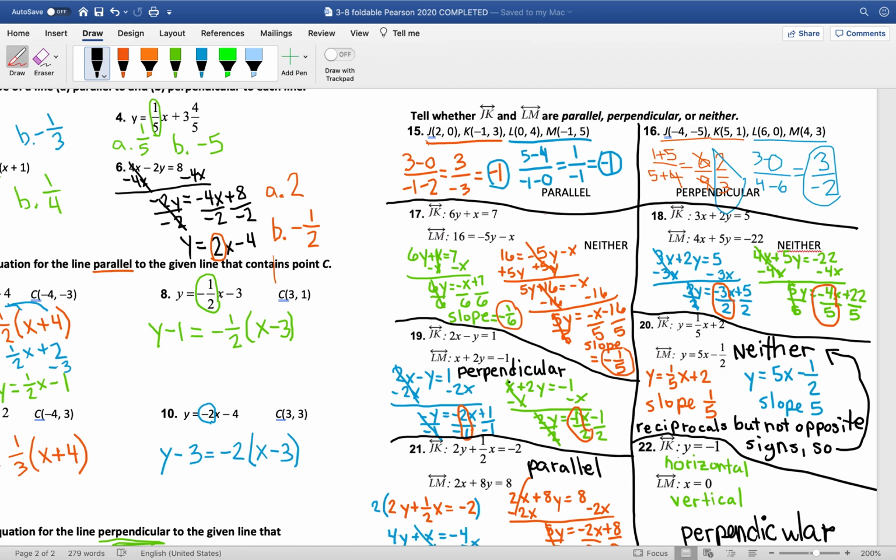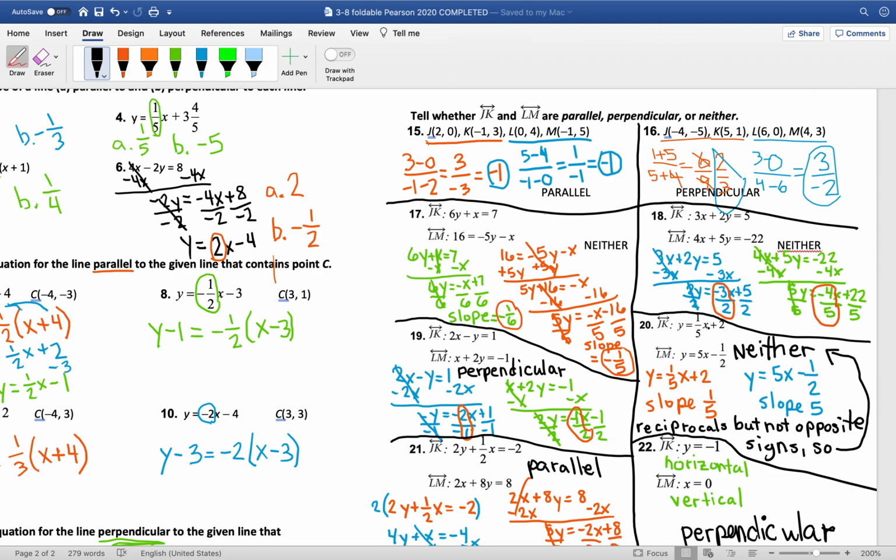So for 19, 20, 21, 22, I stopped trying to type and just used the pen. So I solved this equation, 2x minus y equals 1 for y, by subtracting 2x from both sides and then dividing by negative 1. Negative divided by negative was a positive, so this first equation ended up with a slope of positive 2. The second equation, x plus 2y equals negative 1, I subtracted x from both sides and then divided both sides by 2, which gave me a slope of negative 1/2. 2 and negative 1/2 are opposite reciprocals, so these two lines are perpendicular.